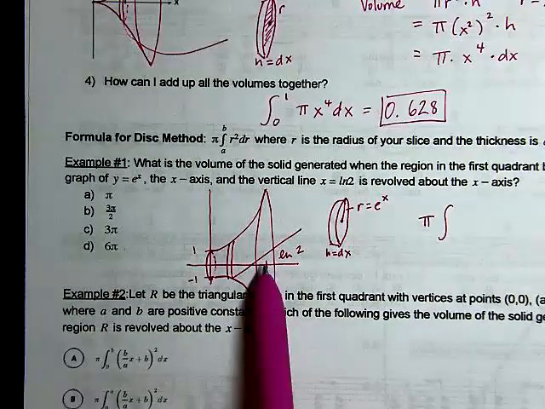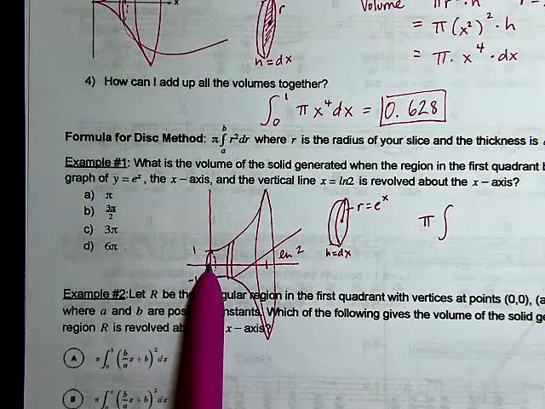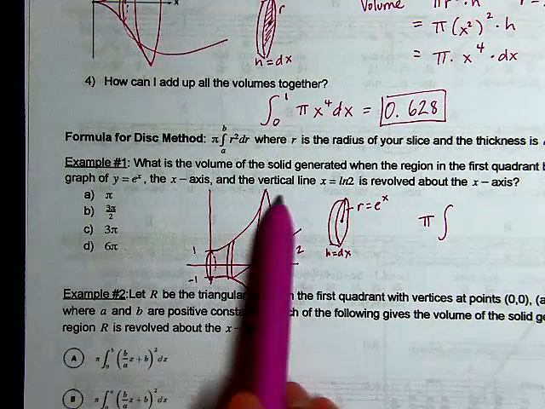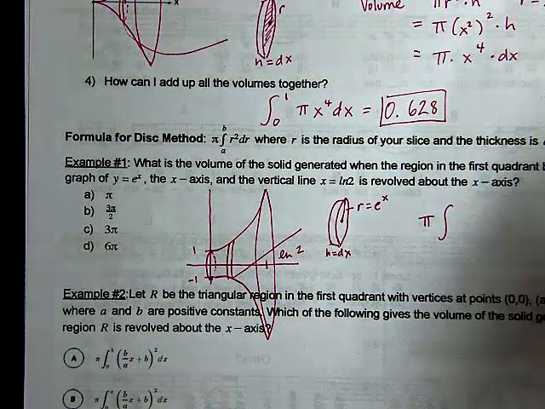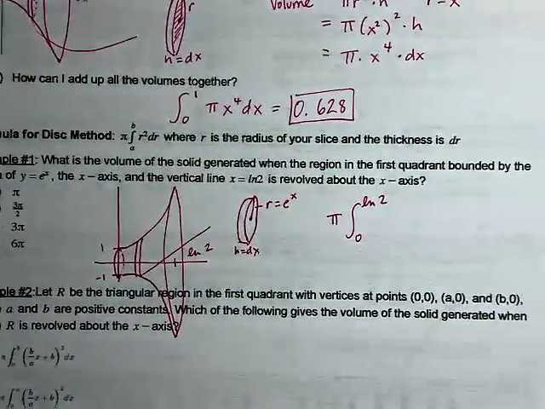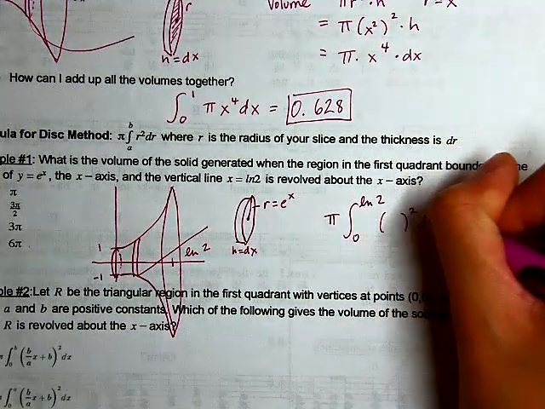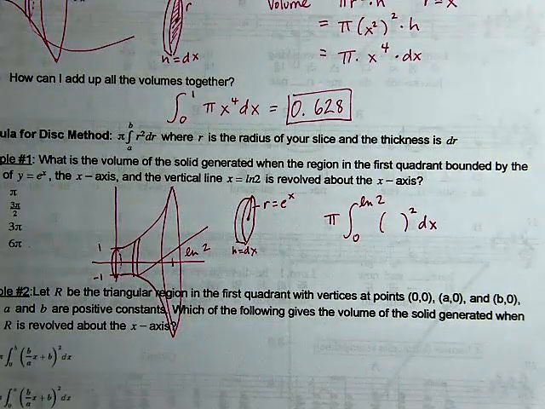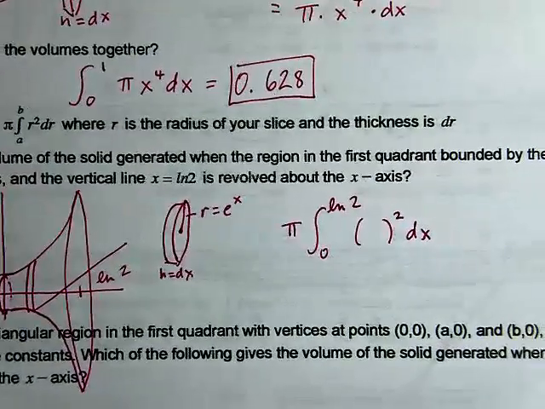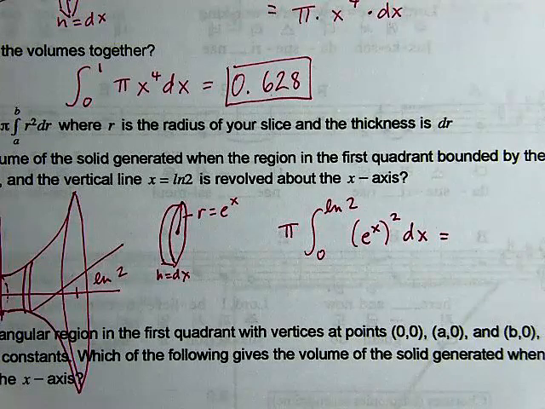Here, we were told that our boundaries were in the first quadrant, so I know I'm going to start at 0, and I'm told I'm limited by natural log of 2, so go from 0 to natural log of 2 of my radius squared dx, that is the thickness, so here my radius was e to the x. For this one, it is not calculator active, so let's go ahead and solve this by hand.